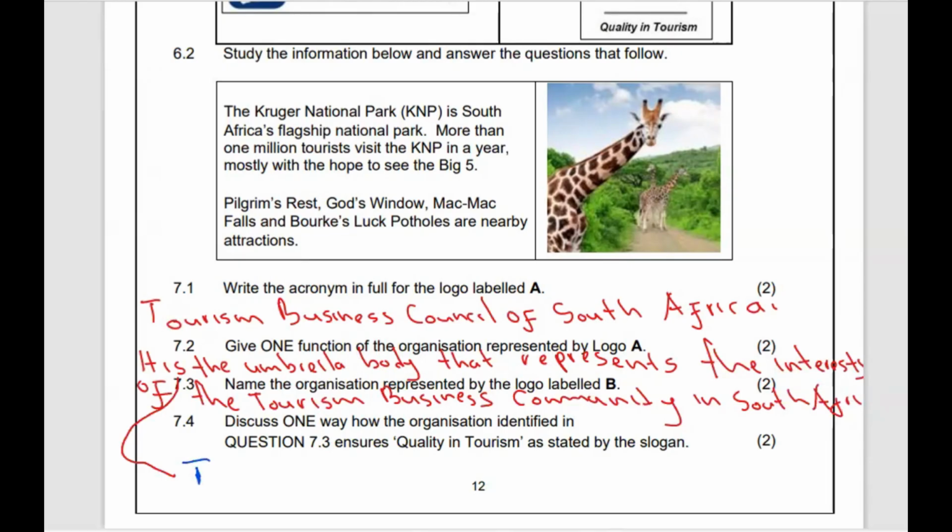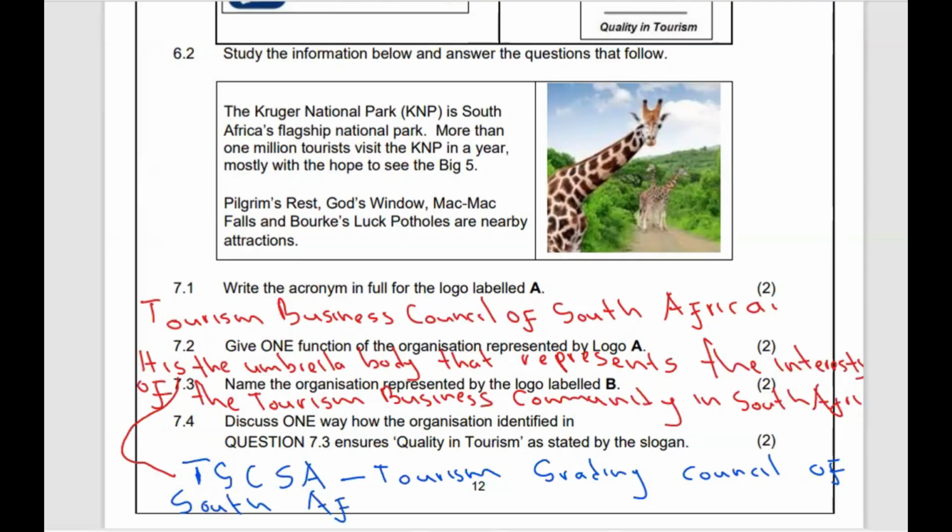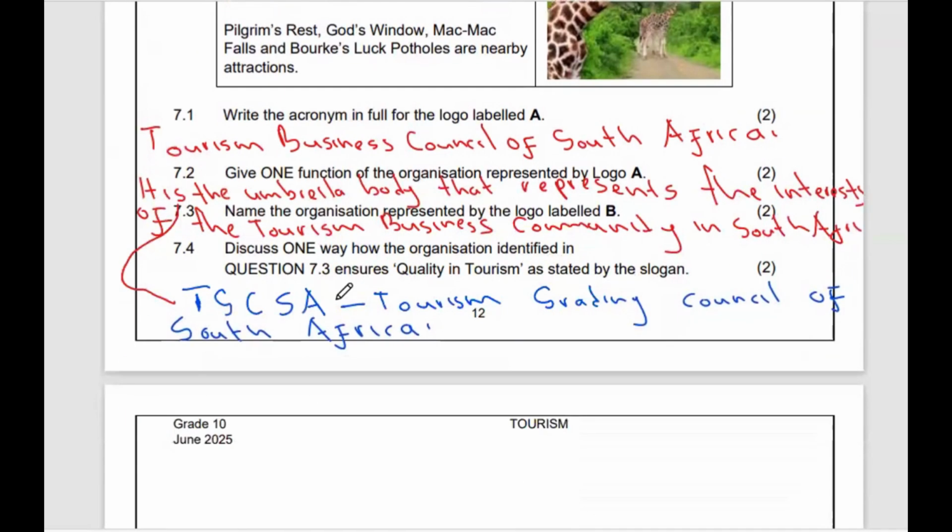So the name of the organization is TGCSA, which means the Tourism Grading Council of South Africa. That is the TGCSA, the Tourism Grading Council of South Africa. So we have answered 7.3, name the organization represented by the logo labeled B. That's the TGCSA, Tourism Grading Council of South Africa.